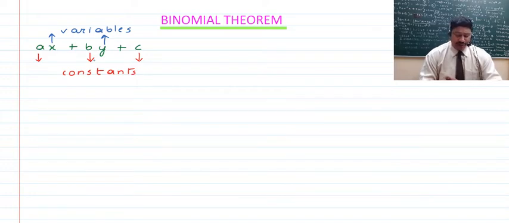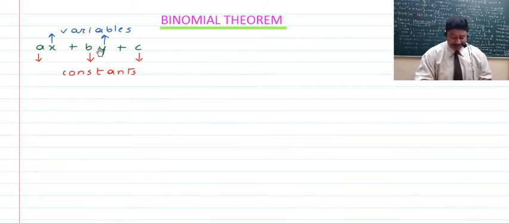Now children, we can have algebraic expressions of different forms. Here, as you see, the highest power of the variable x is 1, and that of the variable y is also 1. As such, this algebraic expression will be said to be linear, or in other words, its degree will be 1. Now if you have an algebraic expression where the highest power of the variable is 2, then its degree will be 2, or in other words, it is also known as a quadratic algebraic expression.